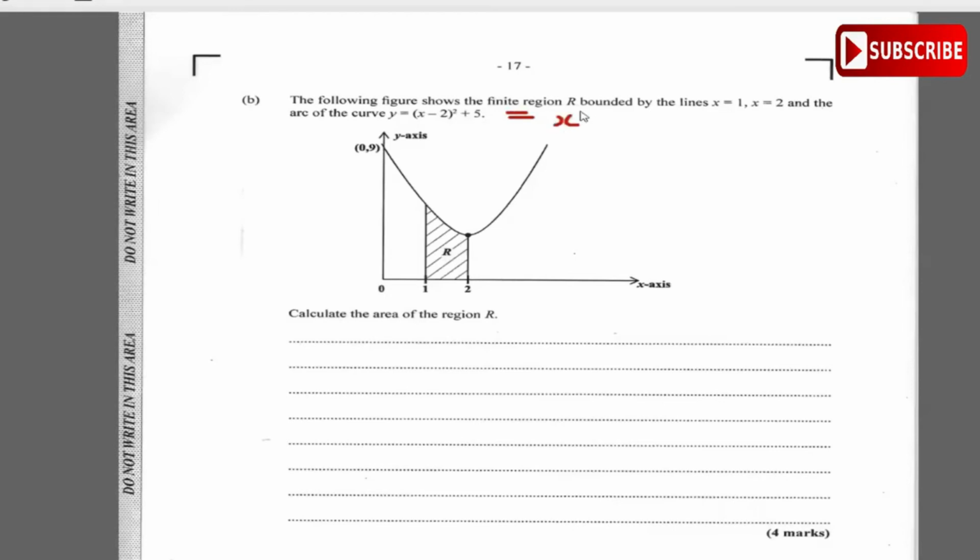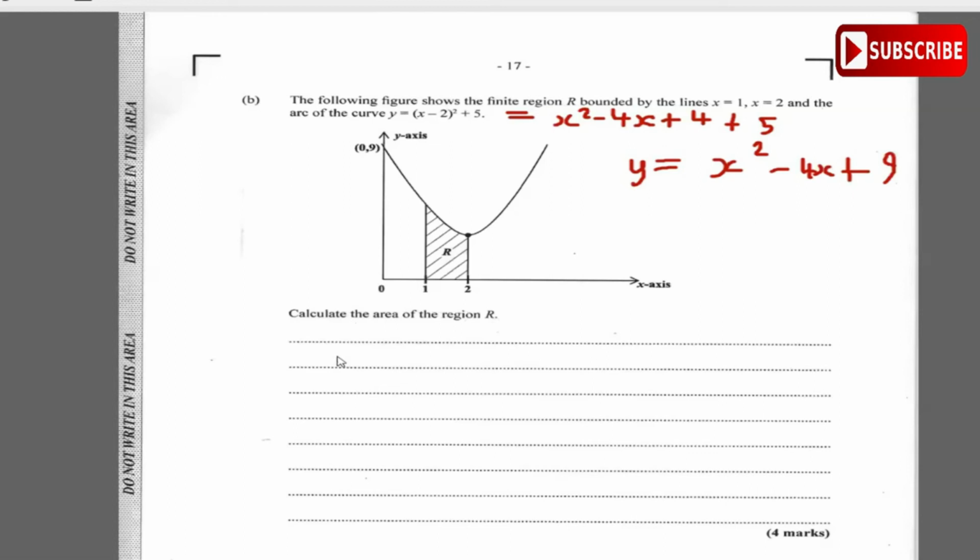This would be x squared minus 4x plus 4 plus 5. And you might ask me, sir, why did you do that? If I put the curve in standard quadratic form, it makes it easier for me to integrate. So y is equal to x squared minus 4x plus 9. This looks easier to integrate. Now, let's look at the area under the curve.